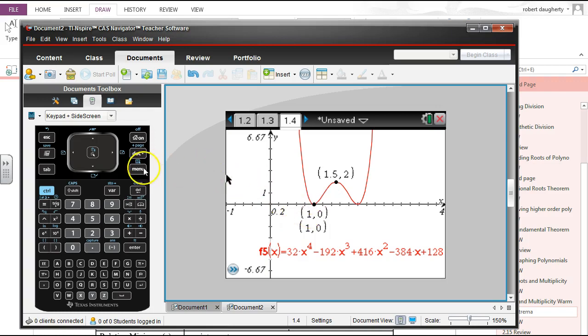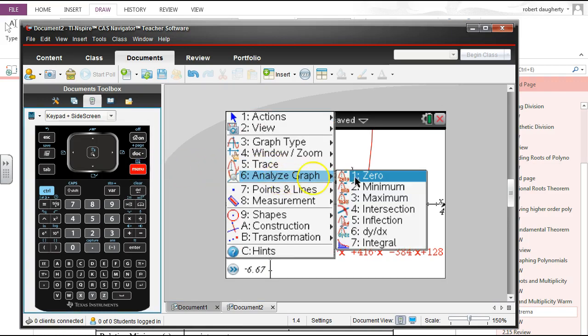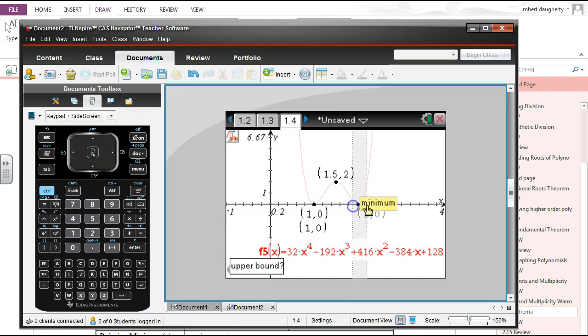Let's go to the other one. So menu, analyze graph, minimum. Come over here. I get 2, 0. Okay. So that's the part that you need to be able to do with your calculator. It's not rocket science, but you need skills on the calculator, trying to increase those proficiencies.